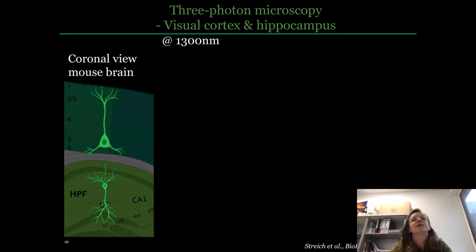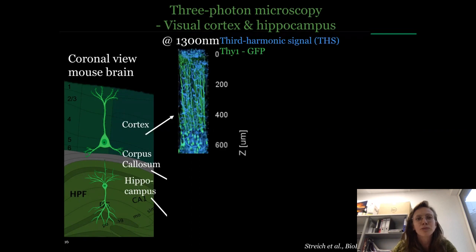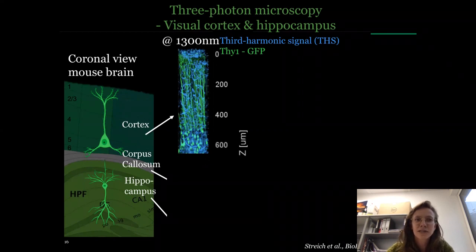And here I would like to show you some of the results with three-photon microscopy in the visual cortex and hippocampus acquired at 1300 nanometers excitation. And here in blue, you can see the third harmonic signal, which mainly visualizes vasculature. And in green, you see the neurons labeled with GFP.